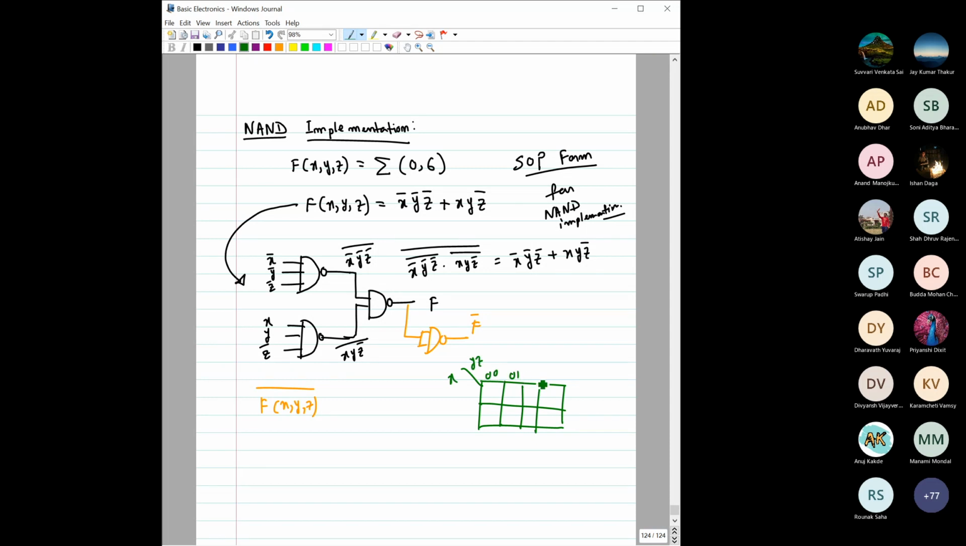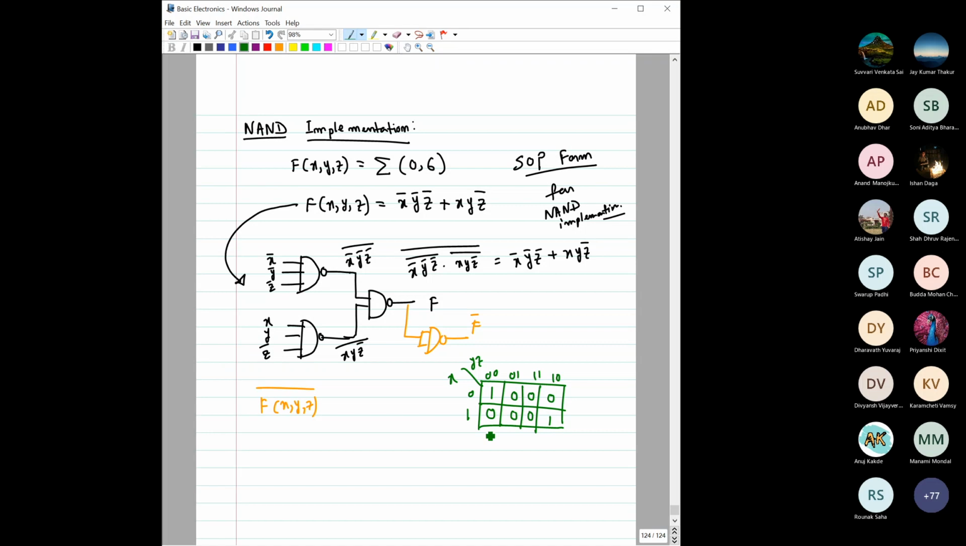0 0 0 1 1 1 1 0 0. So here the function f is 0 and 6, right? So this is 0. So here it is 1, and 6 is which one? 0, 1, 2, 3, 4, 5, 6, 7, right? So 6 is here. So these are the two ones, right? So the remaining things would be 0.